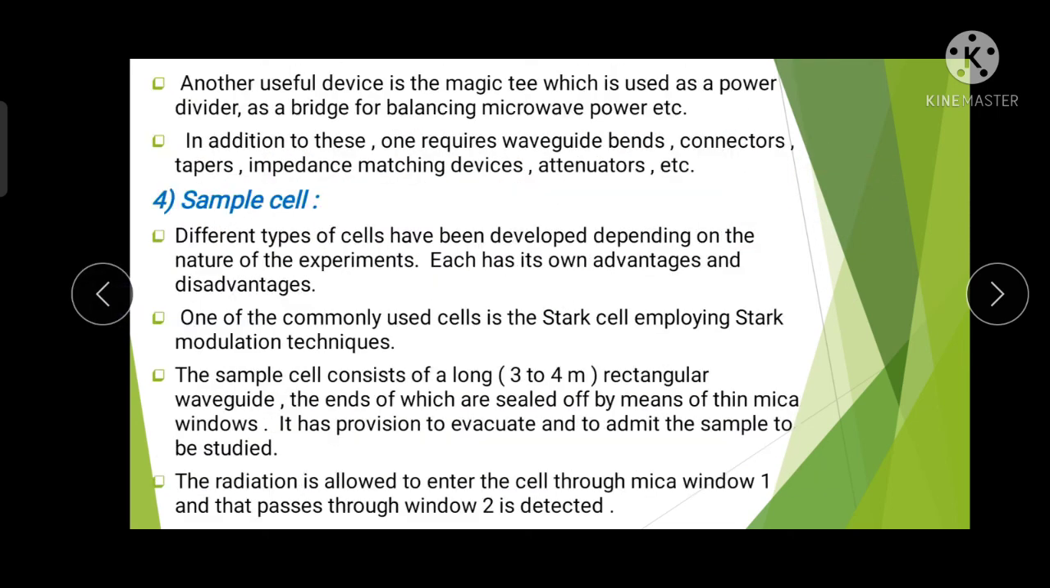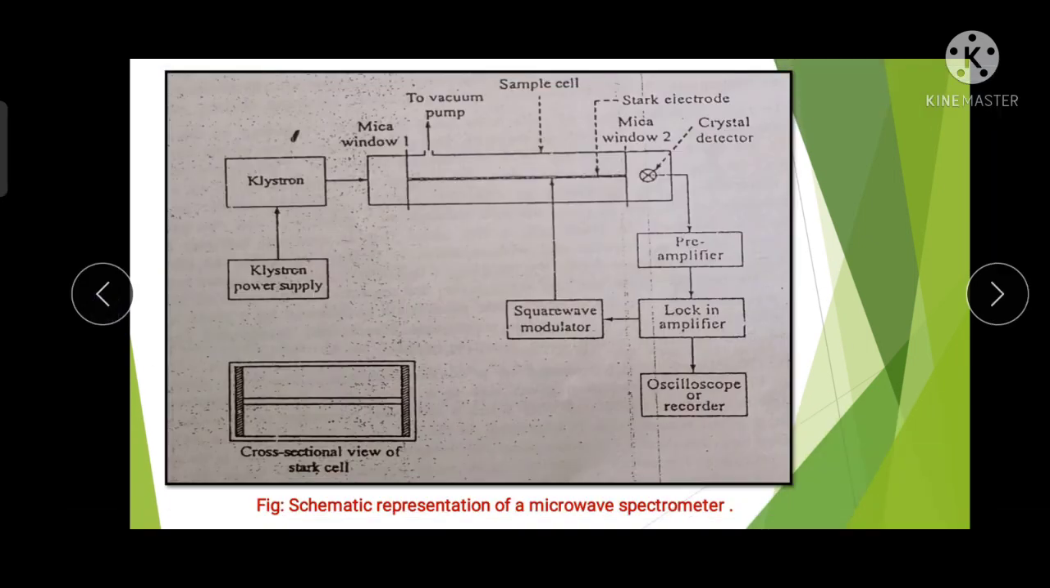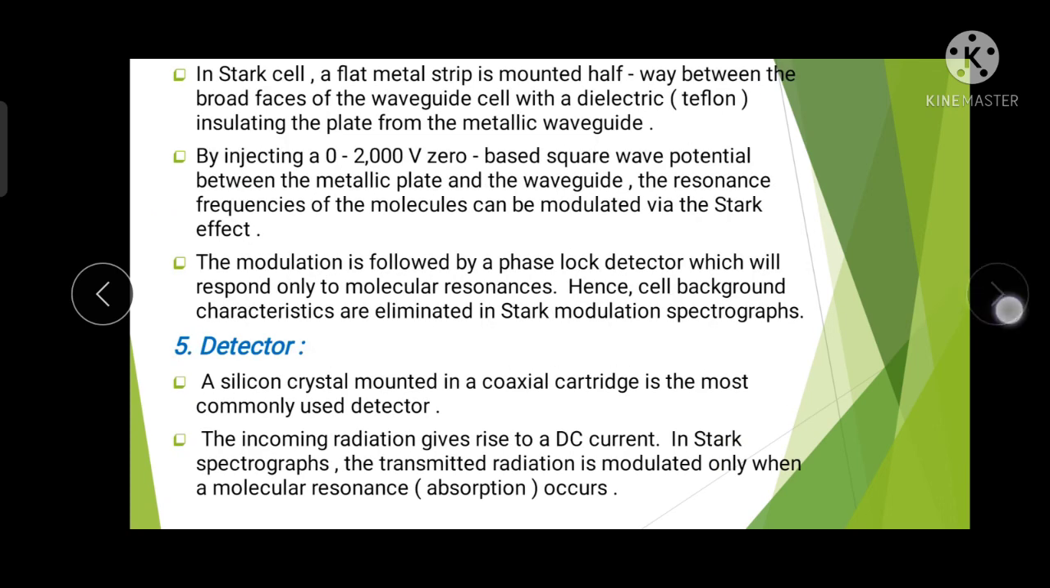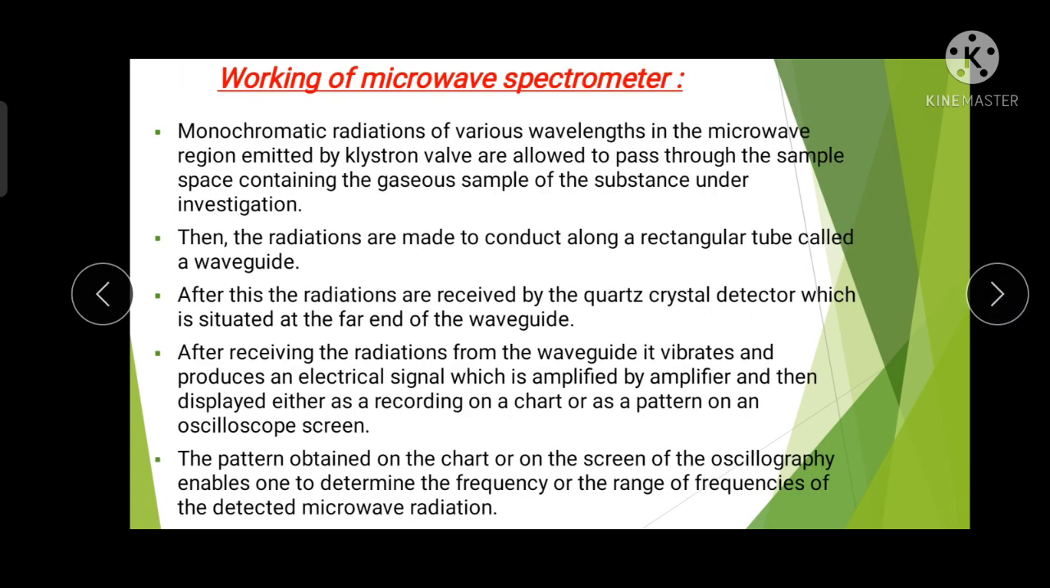That means if we consider the figure, here is the klystron, and it emits the microwave radiation. After emission of this radiation, it goes through the sample, which is placed in this waveguide, and there is interaction between this microwave radiation and the sample. After that we get a particular signal, that is the information about that molecule or sample, and this is detected by the crystal detector. So in this way the sample can be studied with the help of the microwave spectrometer.